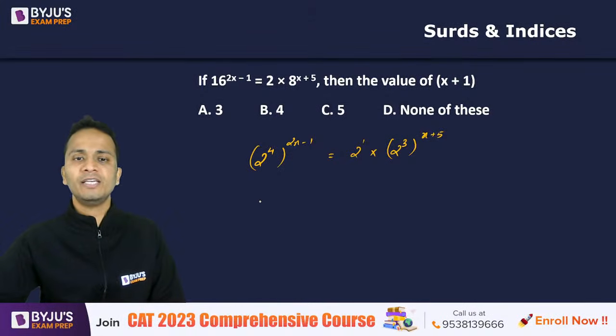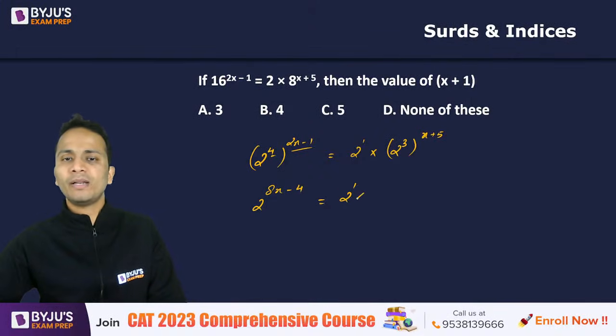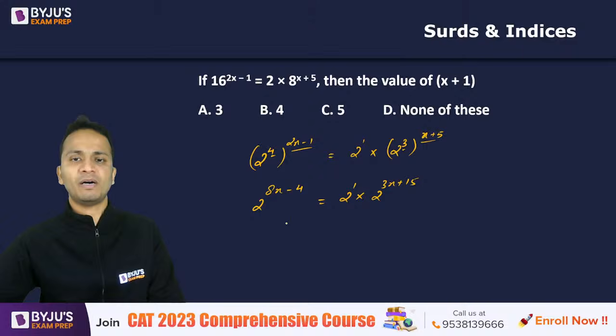So on the left hand side, 2 raised to the power. Now these two powers will get multiplied. It will become 8x minus 4. Slowly, carefully. Okay. Equal to 2 raised to the power 1 multiplied by 2 raised to the power 3x plus 15. Again, I have multiplied these powers.